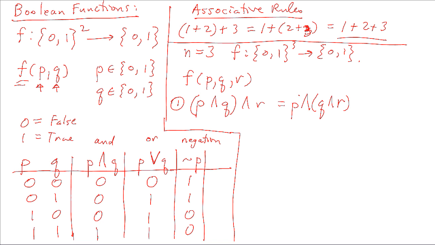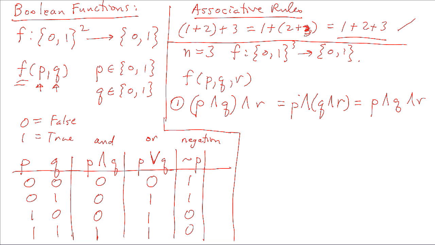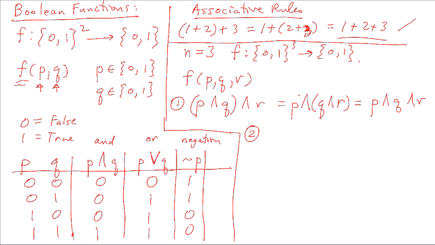And you might as well, just as in the algebra case, P and Q and R, just remove the parentheses. This works only when you have ands throughout. It does not work when you have a mixture of ands and ors. But similarly, it works when you have just ors throughout.